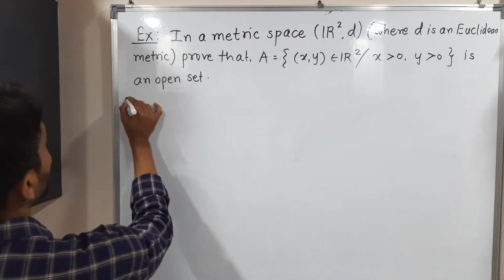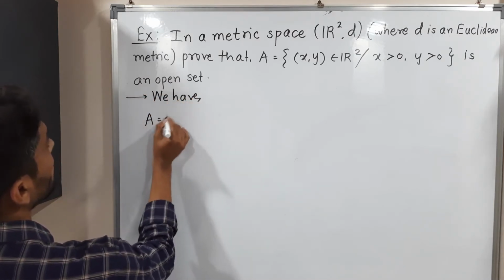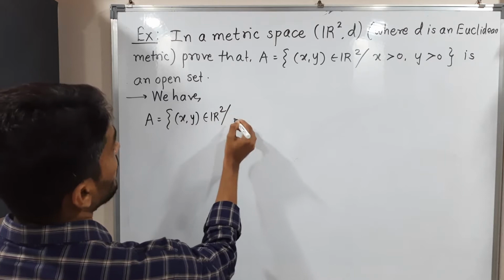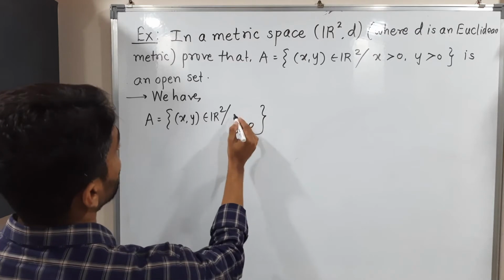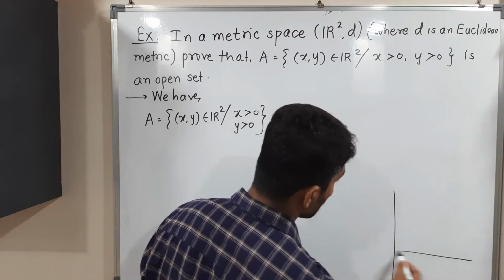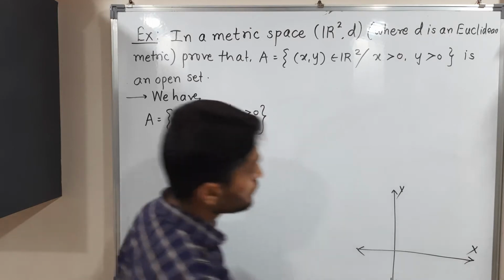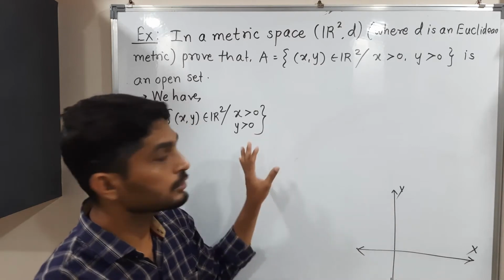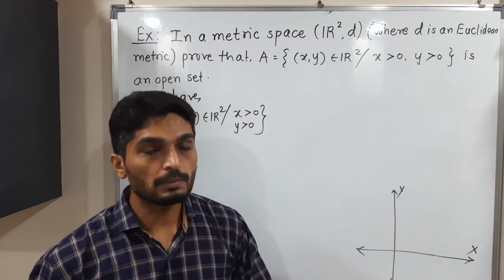I will write the given set first. A is equal to {(x, y) belongs to R2 such that x is positive and y is also positive}. If I draw a diagram, it will be like this. This is the y axis, this one is the x axis. In the first quadrant only, both of them are positive. So the given region is nothing but the first quadrant. So we have to prove that this first quadrant is an open set.